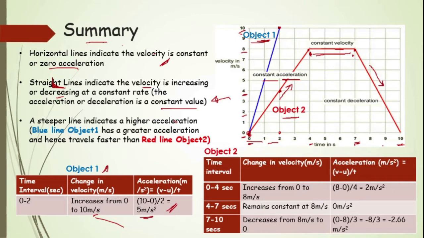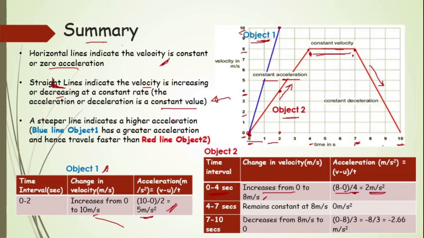The same thing, look at object 2, right? So what is happening in object 2? In 0 to 4 seconds, the first time interval, the velocity increases from 0 to 8 meters per second. So in other words, the acceleration is 8, the final velocity, minus 0, the initial velocity, divided by the time interval, that is 4, that is 2 meters per second squared.